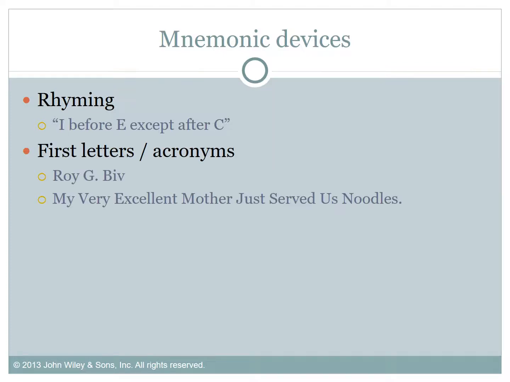We can also use first letters and acronyms. For instance, Roy G. Biv is what we refer to as a first letter sequence. This is for the colors of the rainbow: red, orange, yellow, green, blue, indigo, and violet. In order, Roy G. Biv helps you remember that. My son, on the other hand, uses a song to help remember the colors of the rainbow, so he uses more of the rhyming method than I do.